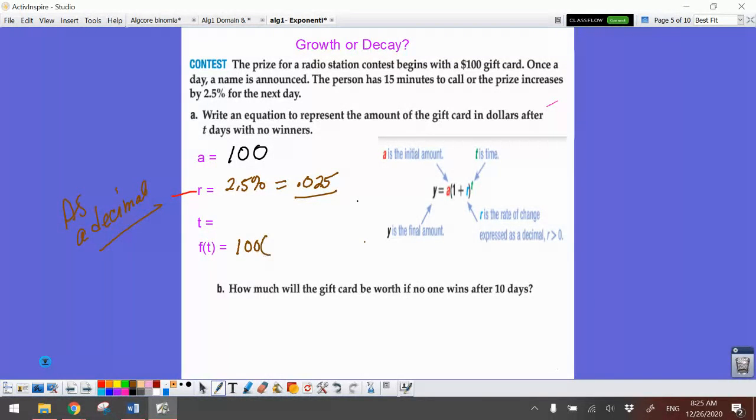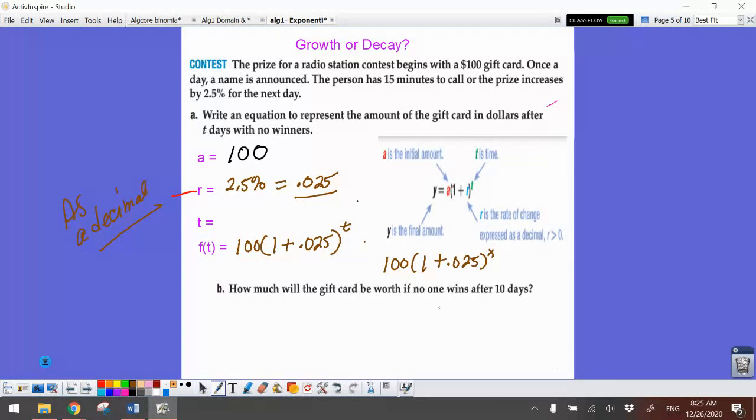We start with 100, and we have 1, and this is a growth. So I'm going to use plus 0.025, and I'm going to use t for time on this problem when I write my function. But when we use our calculator, we are actually going to use an X. Okay, we're going to use an X because it doesn't understand what a T is unless I tell it f of t. Okay, let's keep reading.